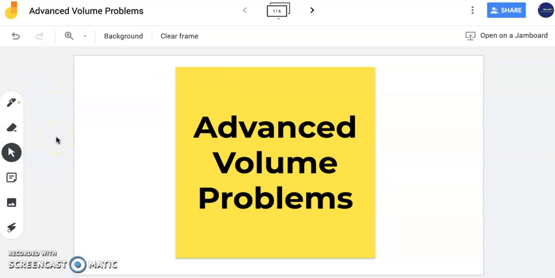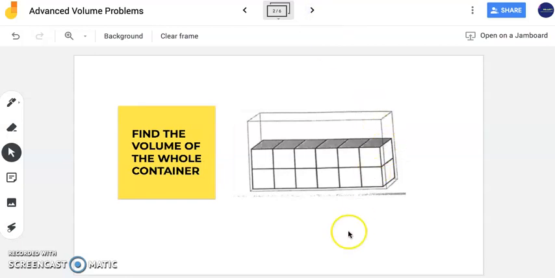Hello, today we're going to practice a few advanced volume problems. The first problem we're going to see is this one. Find the volume of the whole container. Notice the cubes here forming the rectangular prism did not fill the entire container. And our goal is to find the volume of the whole container.